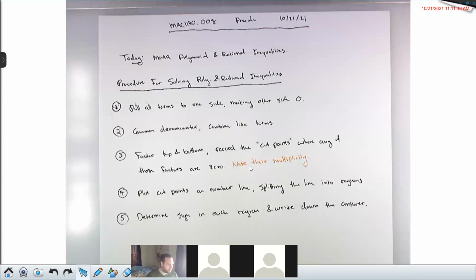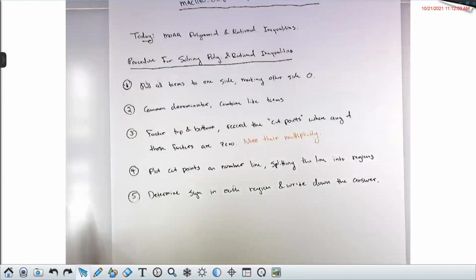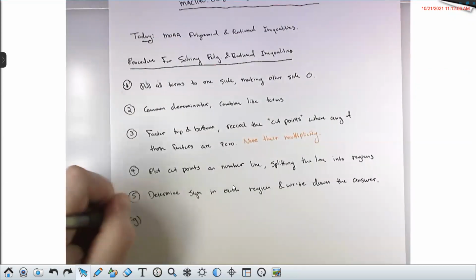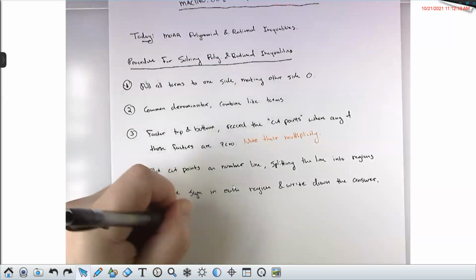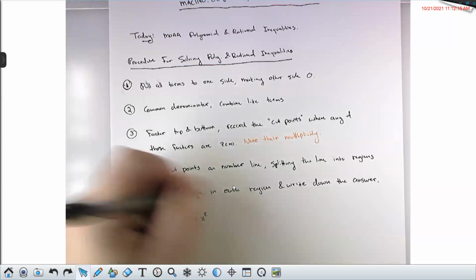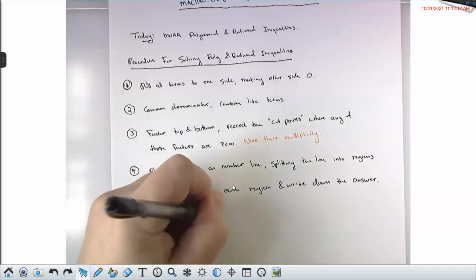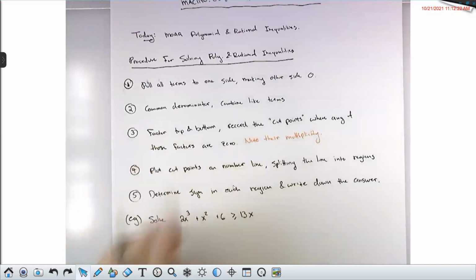Let's do some practice together. We'll start with a nice polynomial inequality. Let's do this one. So for our first example, I want to solve the inequality 2x cubed plus x squared plus 6 is greater than or equal to 13x.